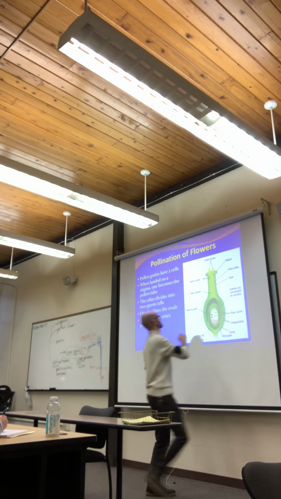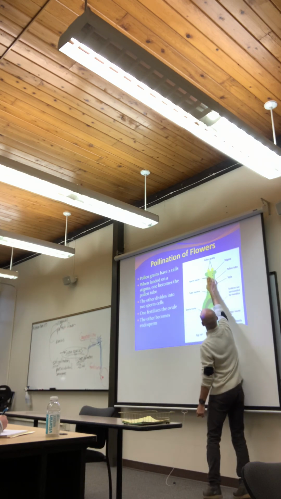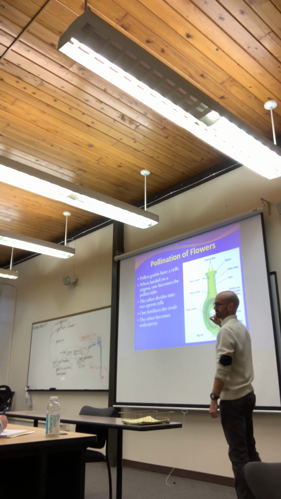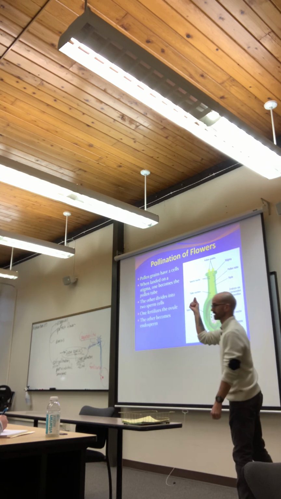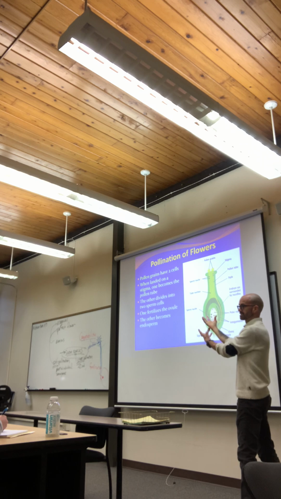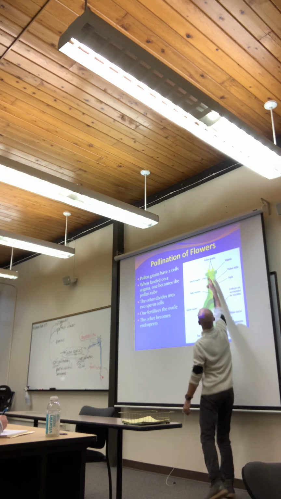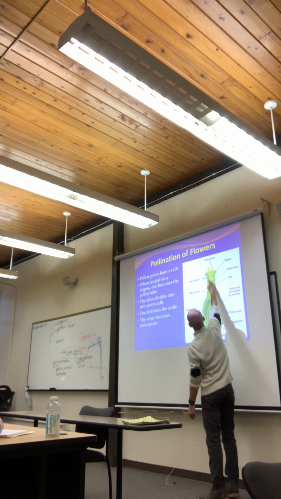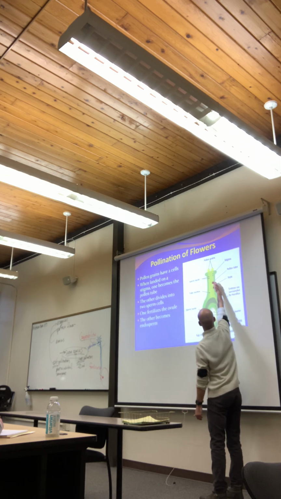So pollen grains have two cells. When they land, that's pollination, right? One becomes the pollen tube, and the other one then splits and creates the sperm cells. So one was the tube, the other was these two that are now cleaved in half. And then those move down.